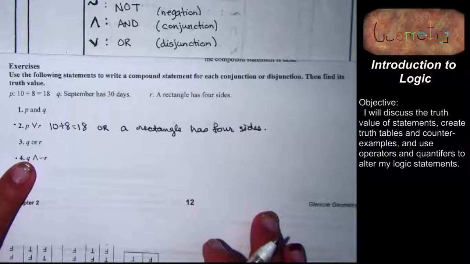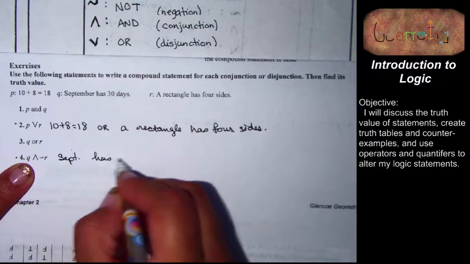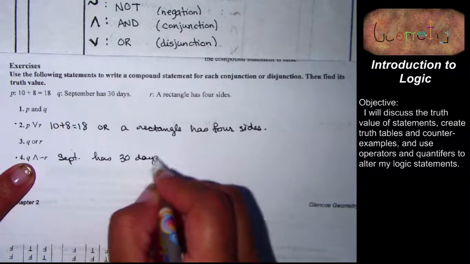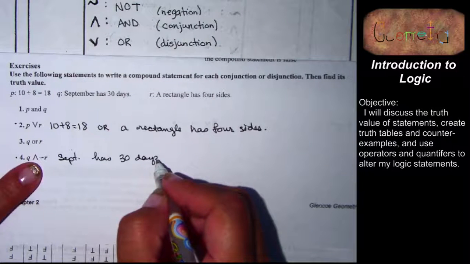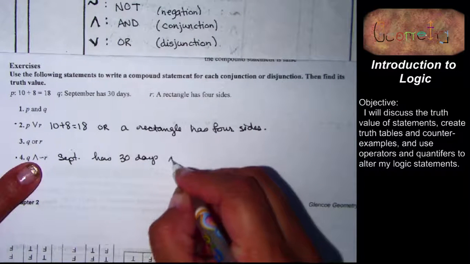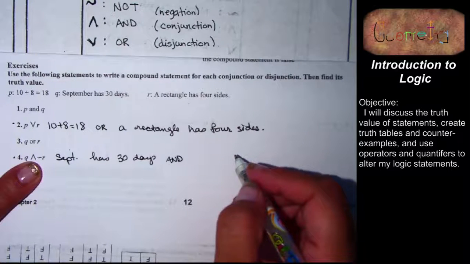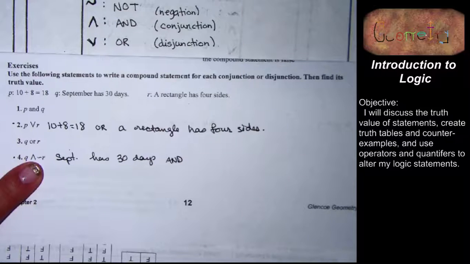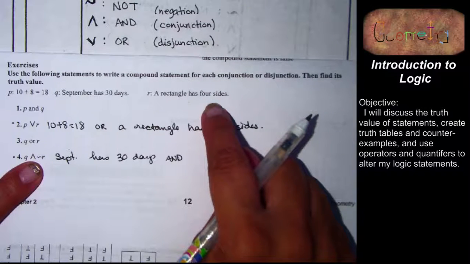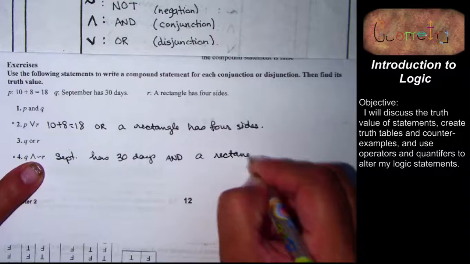Let's do number 4. What is the statement for Q? September has 30 days. And a rectangle does not. What is this symbol here? Conjunction or disjunction? Conjunction. So which word is conjunction? And. So we have to write the word and. What's the next symbol? Not. So we're operating on R. We have to make the statement for R the opposite. Put in the word not somewhere. Our statement is a rectangle has 4 sides. So what's its negation? A rectangle does not have 4 sides.